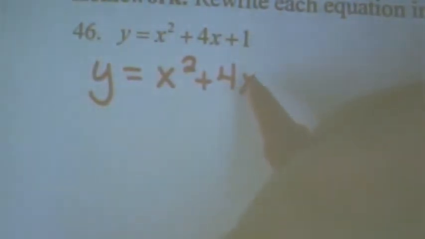What do you do in practice? You just keep doing these and you'll get better at it. What do you do with the 1? You slide it over, just move it out of the way. You're going to take half of 4. What's half of 4? 2, and square that number. What do you get? You get 4.